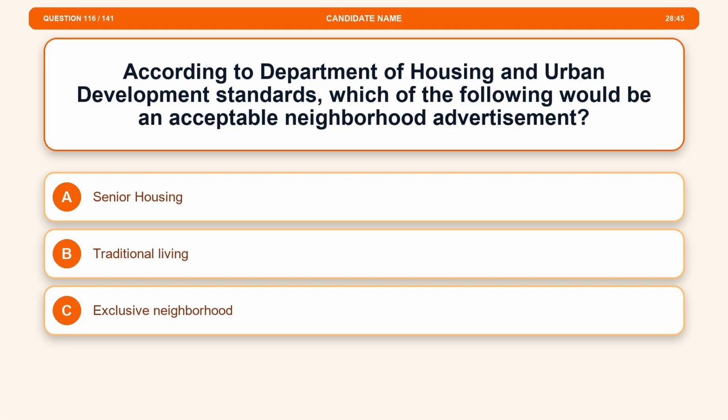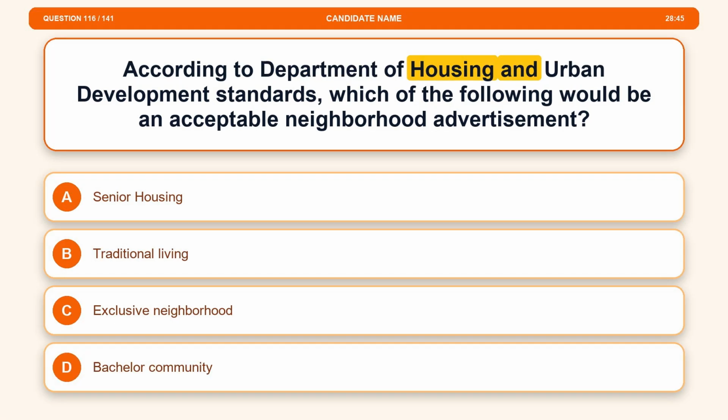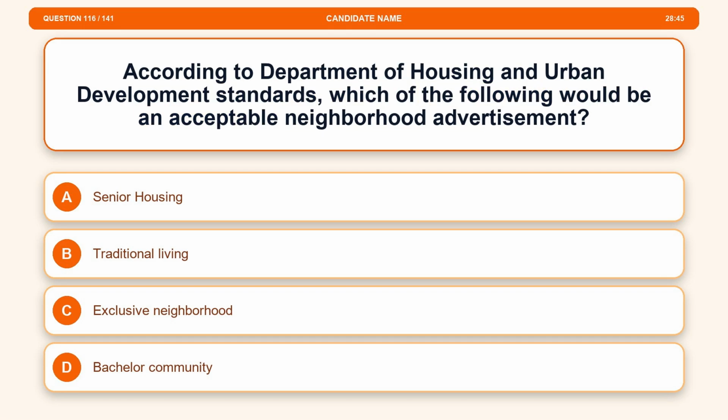Question 116. According to the Department of Housing and Urban Development standards, which of the following would be an acceptable neighborhood advertisement? Option A, senior housing. Option B, traditional living. Option C, exclusive neighborhood. Option D, bachelor community.